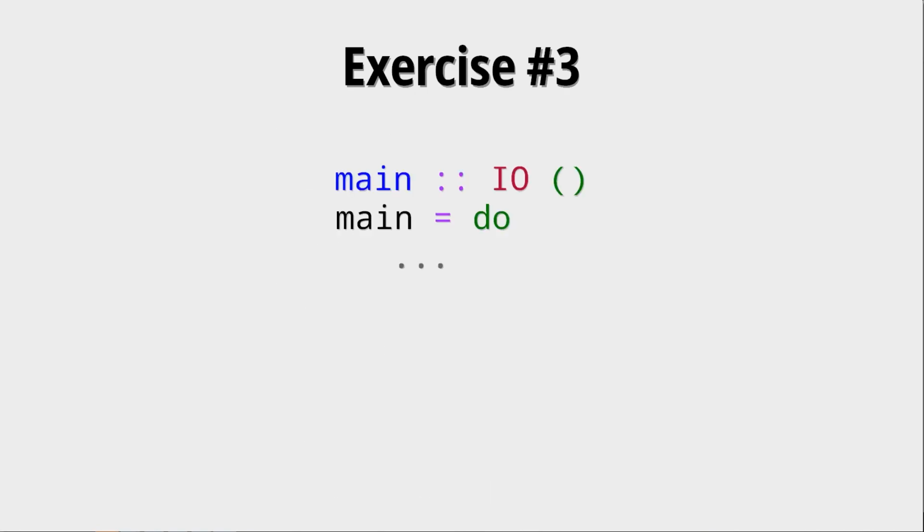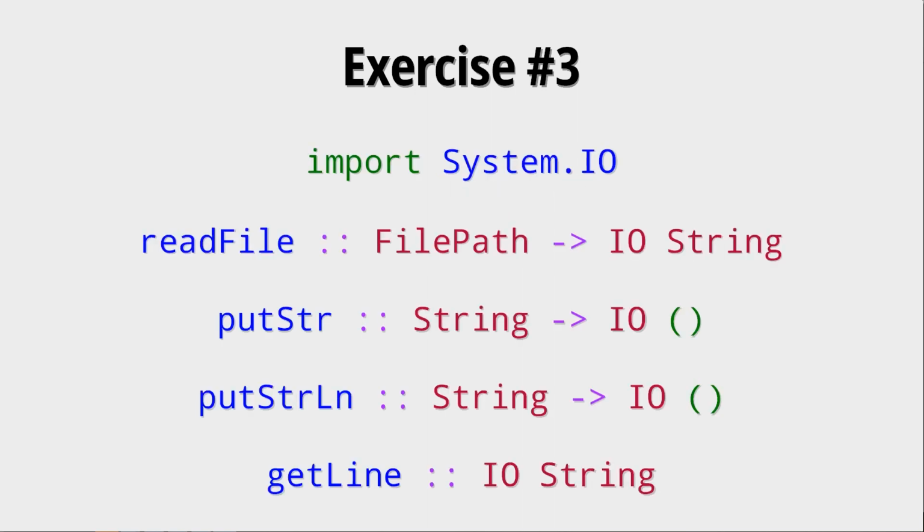Okay. So since we want to write a program that we actually compile, we need a main IO action. This is not a main function like in other programs. No, this is a main IO action. So your program will start like this, where you write main equals do and then, well, something. Now, input-output will be done with System.IO and the functions we have here: readFile, putStr, putStrLn, and getLine.